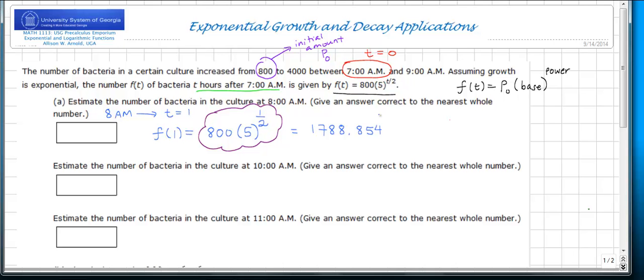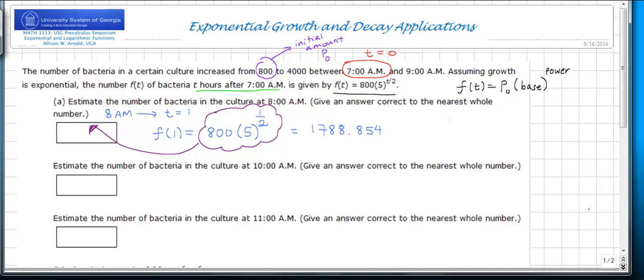But I would suggest, especially in a testing situation, that you don't spend the time to simplify or calculate. However, it does help you see the manner of growth that you have. For example, if you're already at 4,000 at 9 a.m., you should not be over 4,000 at 8 a.m. because it was earlier than 9 a.m.